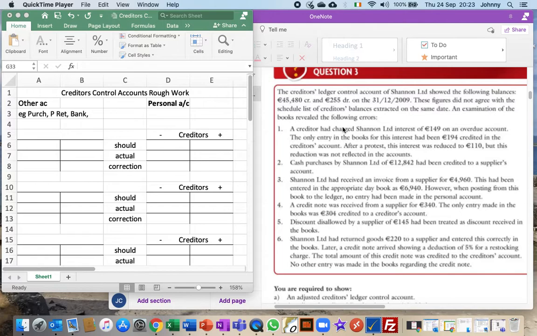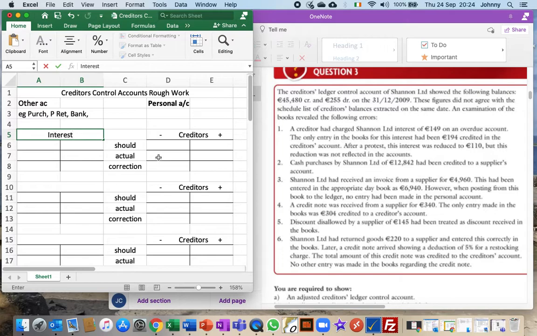So a creditor charged Shannon interest of 149 on an overdue account. Let's just work out what should have happened here. The other account will be interest, and this is interest that I'm getting charged, so that would be an expense. That means the plus side is going to be the debit side. So 149 goes on the debit side because that's the plus side. My creditors are charging me more money, so that's on the credit side of the creditor's account. The personal account, liability, more money is owed.